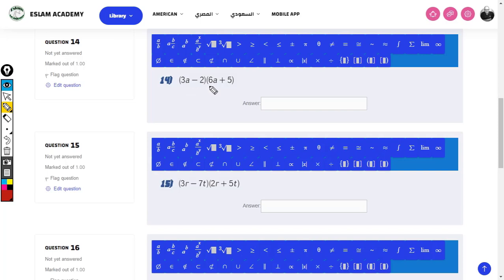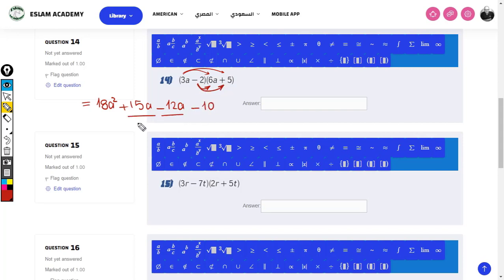3a minus 2 multiplied by 6a plus 5. Just by using distributive property, 3a times 6a equals 18a power 2. 3a times 5 equals positive 15a. Negative 2 times 6a will be negative 12a. Negative 2 times 5 equals negative 10.